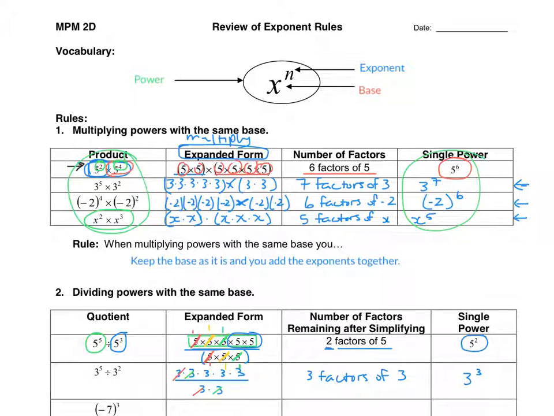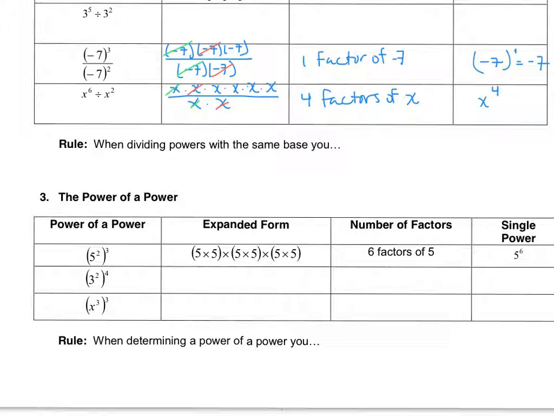So on the next example, you should have ended up with 3 to the exponent of 3. We've got 2 3's on the top that will reduce with the 2 3's on the bottom, leaving you with 3 factors of 3 there. And when we check the second last example in the dividing, you should have ended up with one factor of -7, and then that ended up with -7 to the exponent 1, which is just equal to -7, and then you have 4 factors of x for the last example in the dividing, which leaves you with x to the exponent of 4.